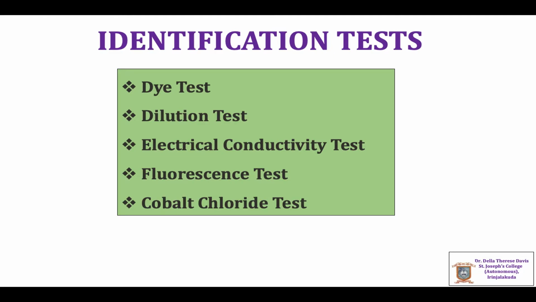Cobalt chloride is soluble in water and it changes its color. Anhydrous cobalt chloride is blue, whereas cobalt chloride aqueous solution is pink in color. So when a cobalt chloride paper is dipped in the emulsion, and if it changes its color from blue to pink, the emulsion is oil in water type. That is, the dispersion medium of the emulsion is water if the cobalt chloride paper changes its color.